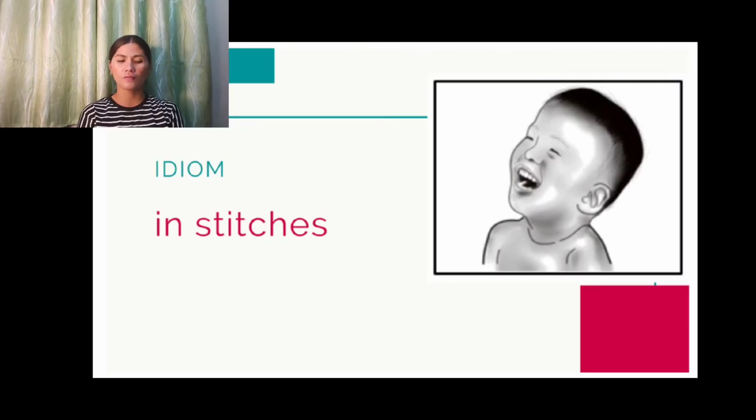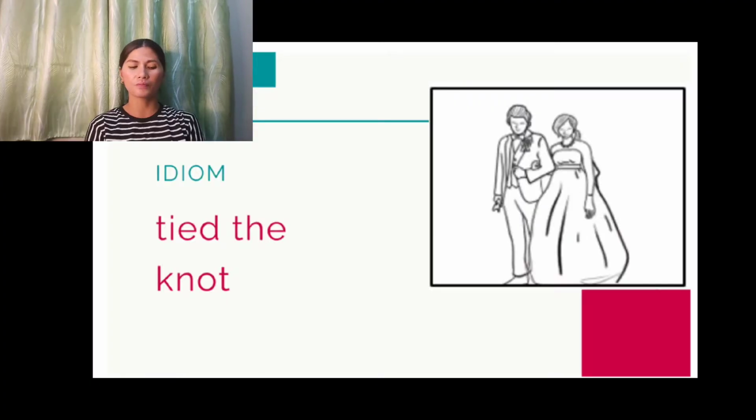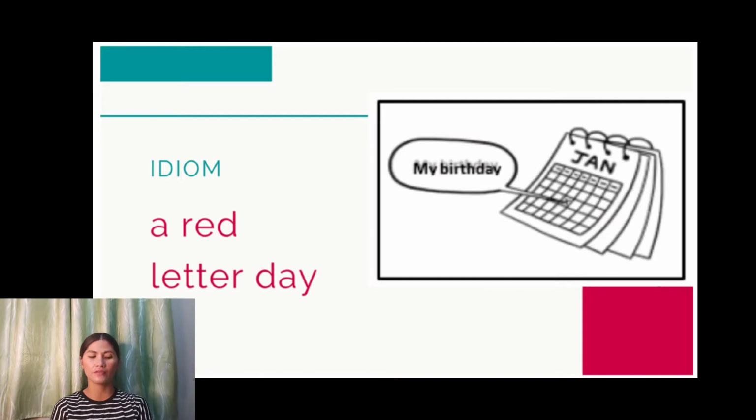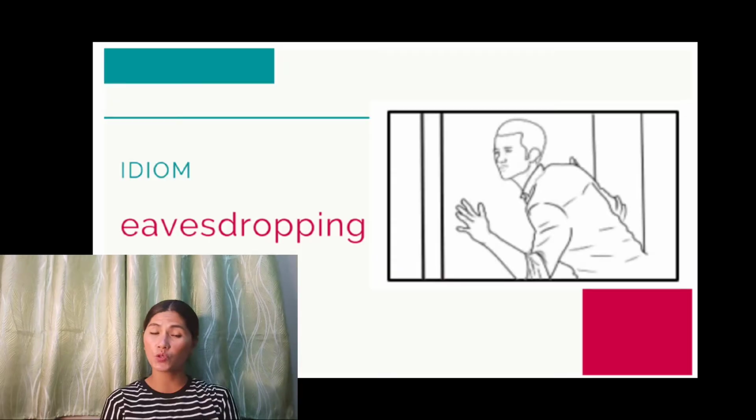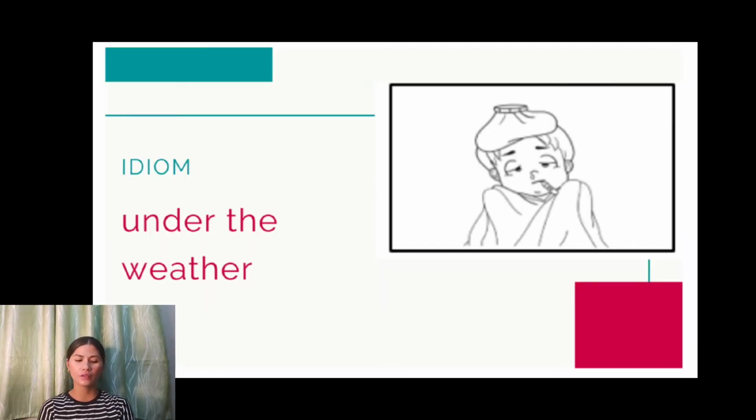Do you have another activity in your module showing pictures? Like this one. This picture is expressing an idiom, in stitches. We have another set of picture, tie the knot. This one, a red letter day. Next, eavesdropping. We have under the weather.